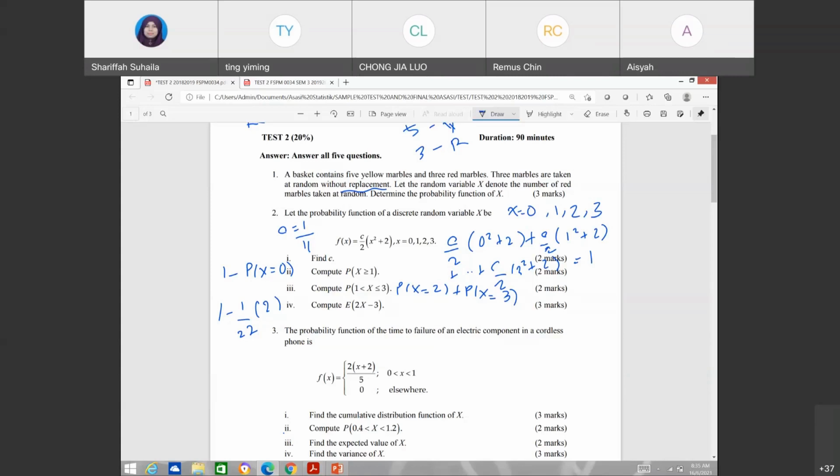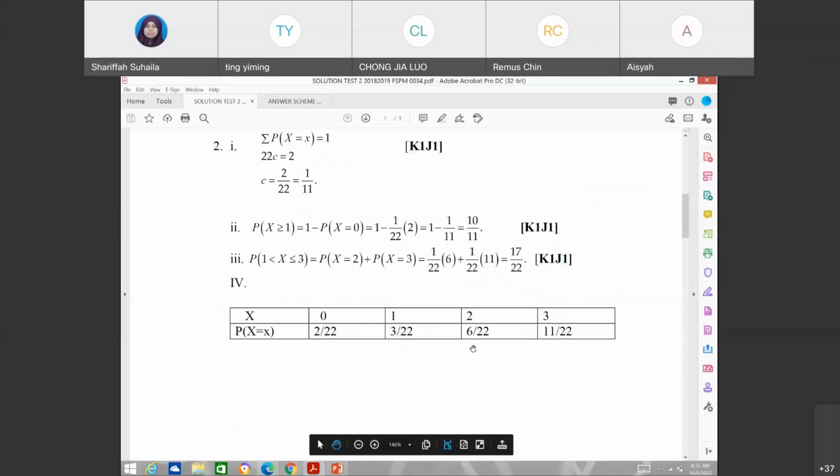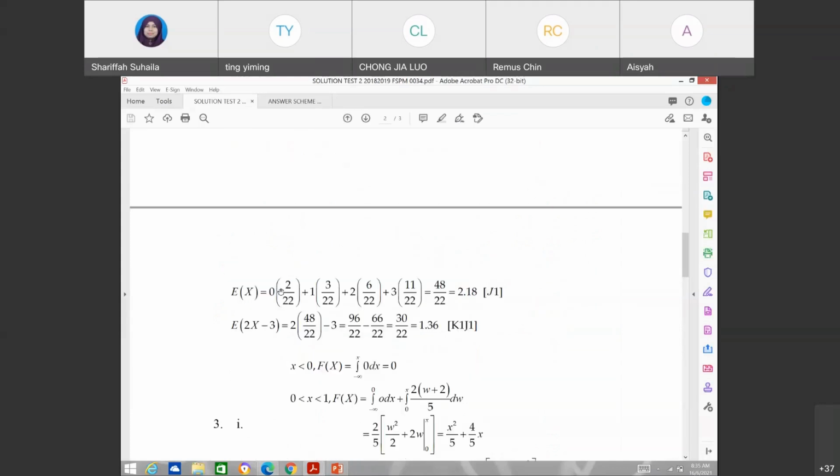Okay, so the last one, compute expected value of 2x minus 3. So this one, kita refer je properties for expected value. So again, you will have 2E(x) minus 3. So what you need to do first is find what is your E(x). Okay, you already built this table. E(x) means summation. E(x) is the summation of x times probability.